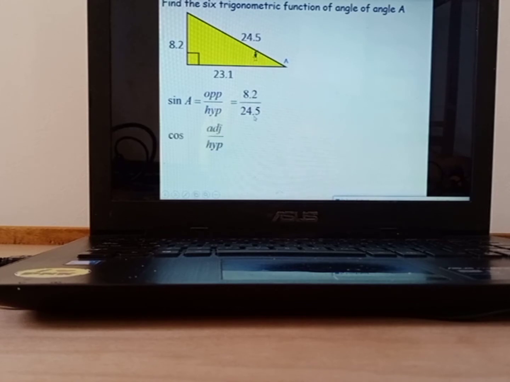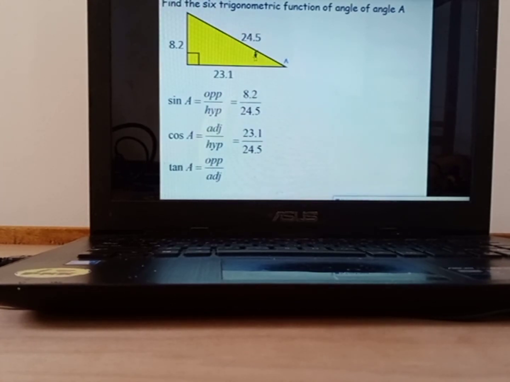And then next, we have our cosine A. We all know that cosine A stands for adjacent over hypotenuse. Based on our triangle given above, our adjacent is 23.1 and our hypotenuse is 24.5. Therefore, the value of cosine A is equal to 23.1 over 24.5. Next, we have our tangent.